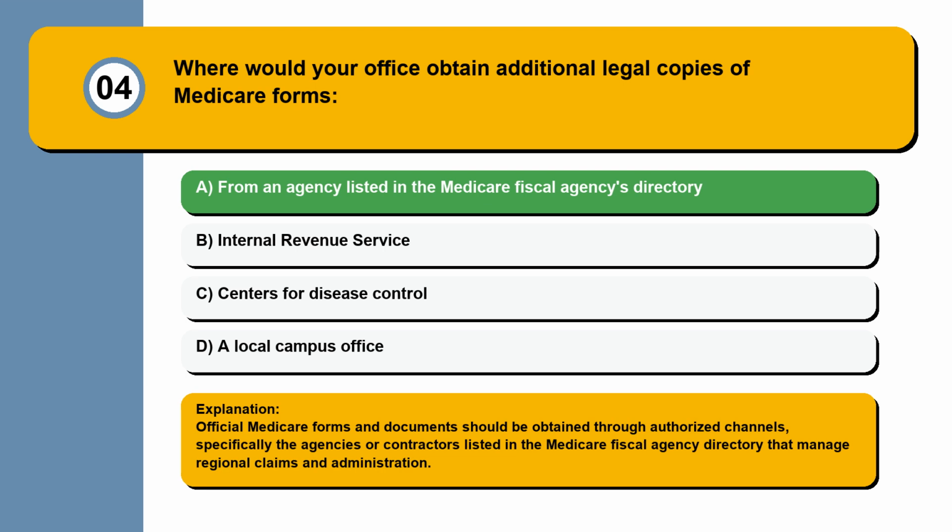Explanation. Official Medicare forms and documents should be obtained through authorized channels, specifically the agencies or contractors listed in the Medicare Fiscal Agency Directory that manage regional claims and administration.